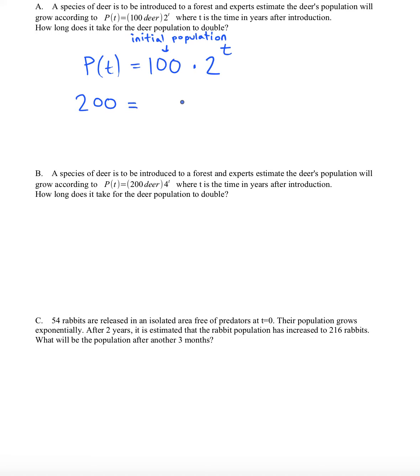P stands for the final population after time t. And now we can solve this equation for t. Doing it requires that we do the reverse order of operations. We're going to undo this multiplication before we undo the exponent. So let's divide by 100 on both sides, giving us 2 equals 2 to the t. And now it's apparent what the answer is. t is 1.